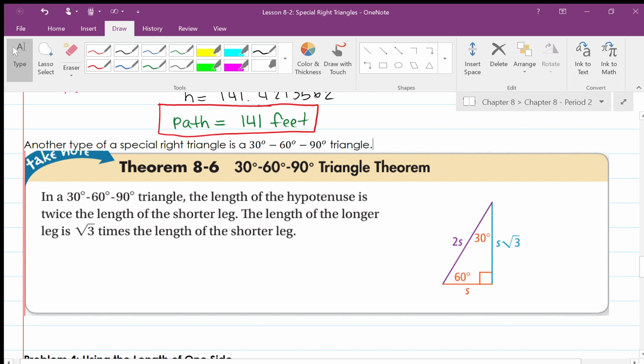There is a proof that goes along with this theorem. If you are interested, it will be posted in a separate video just to shorten the length of this video.